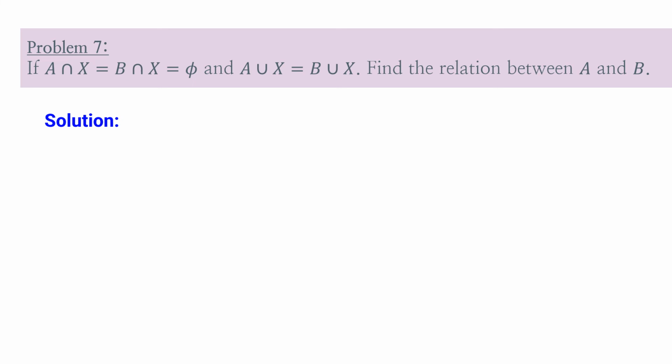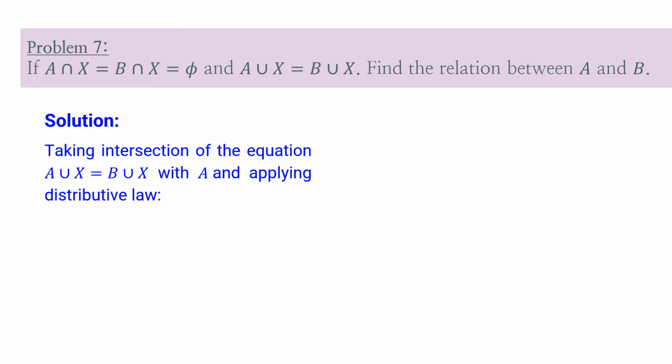Given that A intersection X is equal to B intersection X is equal to phi, which is an empty set, and it is also given that A union X is equal to B union X. We are required to find a relationship between A and B. We will first take the intersection of this equation A union X equal to B union X with A and apply distributive law. So after taking intersection of this equation with A, we get A intersection A union X equals A intersection B union X.